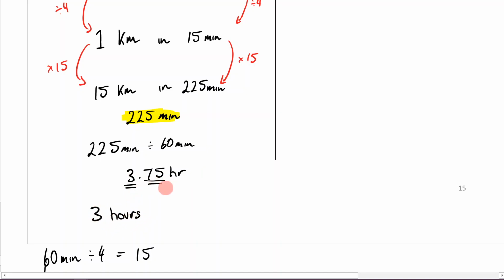So that's 3 hours from this 3. And this 0.75 means 3/4 of an hour. And 3/4 of an hour is 45 minutes. So that is our final answer. You could leave your answer like that and be technically correct. But remember, in normal life, you don't talk about 225 minutes. You'd say 3 hours and 45 minutes.